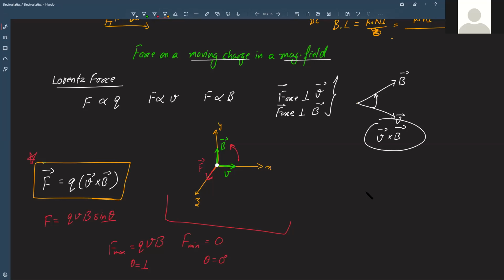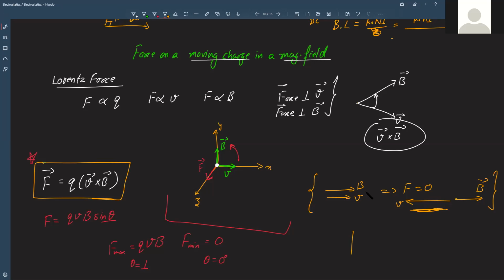So let's make this picture clear. If this is the magnetic field and the charge is also moving in the same direction, then force is equal to 0. Even if it is like this, right? That is, suppose this is the magnetic field and this is the velocity. Even in that case, force will be 0. They should not be in the same line.